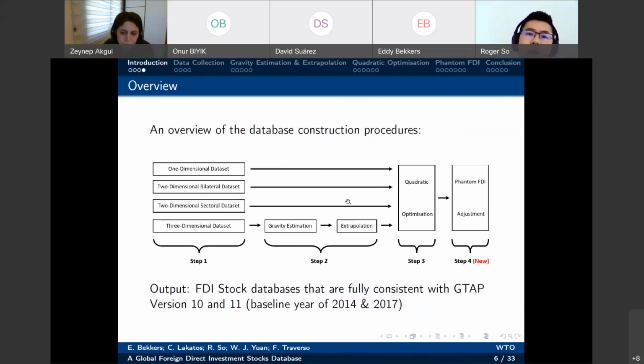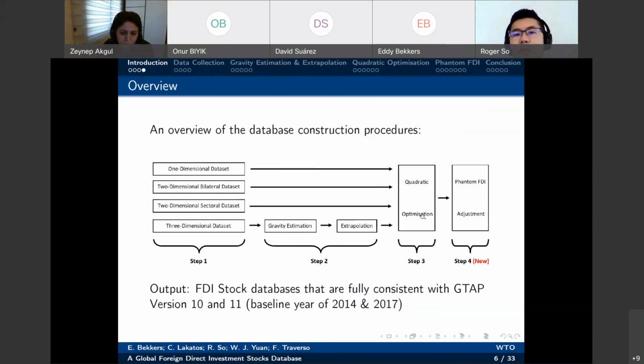But in our project, we are introducing a further phantom FDI adjustment in step 4. The aim is to correct for the distortions caused by tax havens and offshore financial centers. And in the rest of this presentation, I'll just be going through the 4 steps one by one.